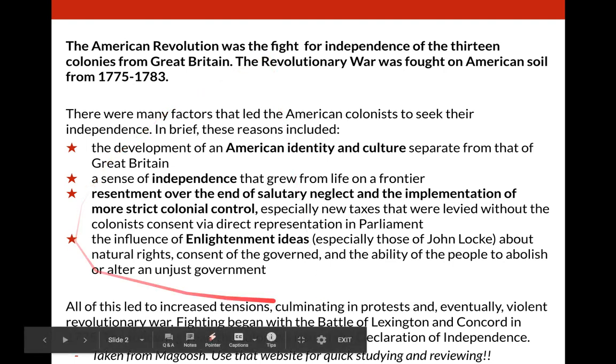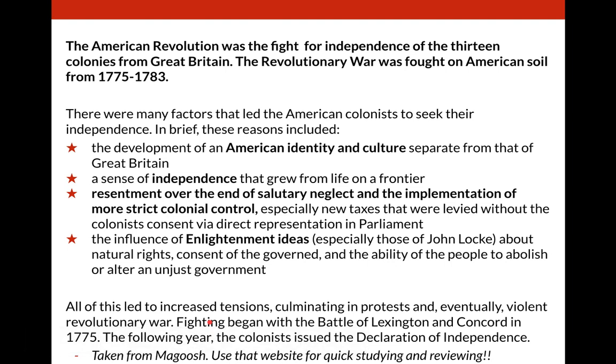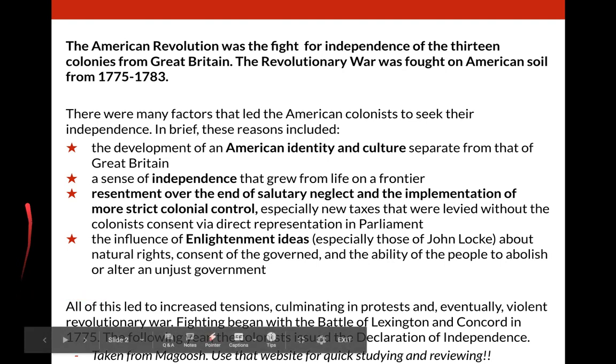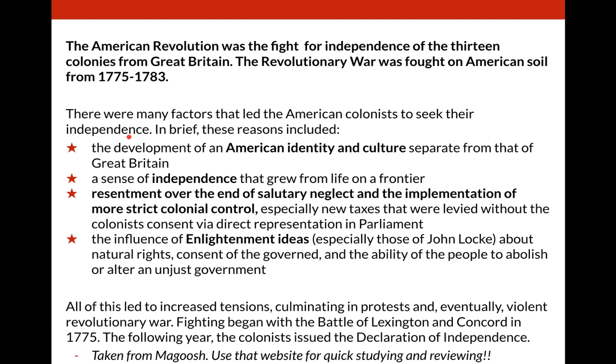So this whole summary is from Magoosh. Feel free to pause the video right now and just pick and choose: what do I want to write down? What do I think is the most important? These are obviously all the main factors as to why the colonists are going to seek independence. So maybe you want to just write down what's in bold. Maybe you want to write down the whole thing because you want to make sure that you understand this topic. You do you, okay?